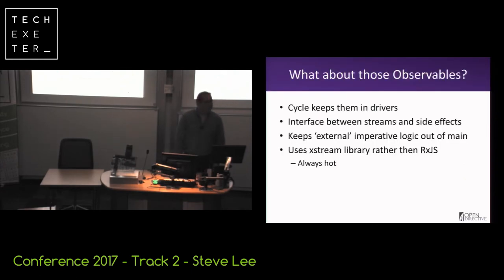What about those observables? I didn't really mention them, did I? We didn't see any in the code. And this is the strength of Cycle. If you use something like Angular, you can say, well, I'll use a stream here and I'll use a stream there. And it's very easy to shoot yourself in the foot and get a right old mess. Cycle gives you a very clean model. The observable and the observer live in the drivers. The rest of your code is just processing the stream from one back to the other.